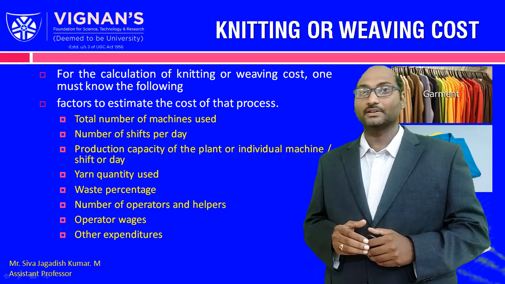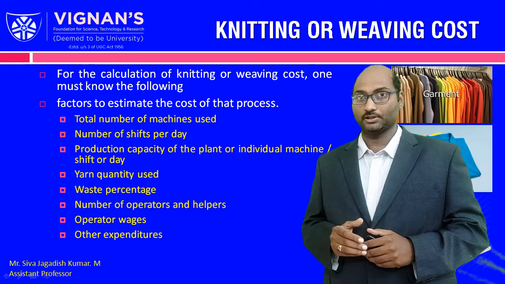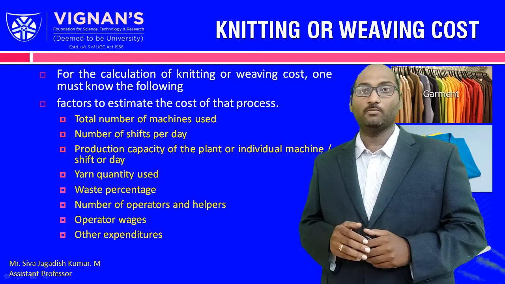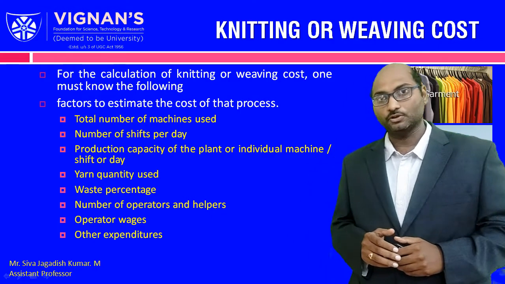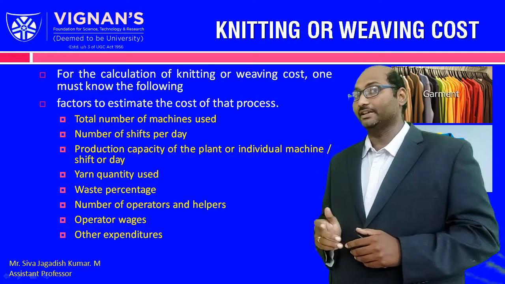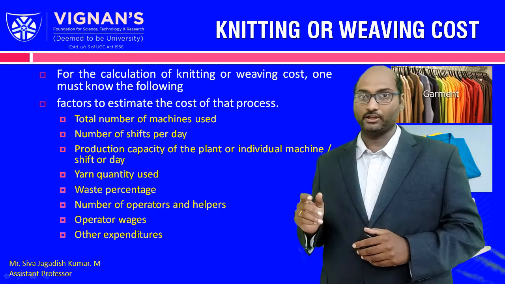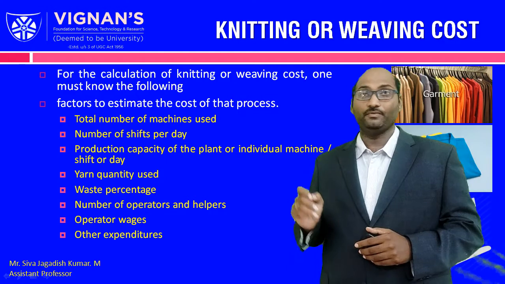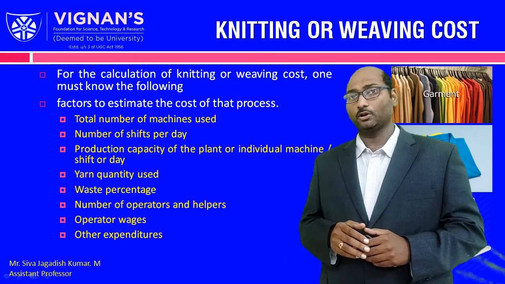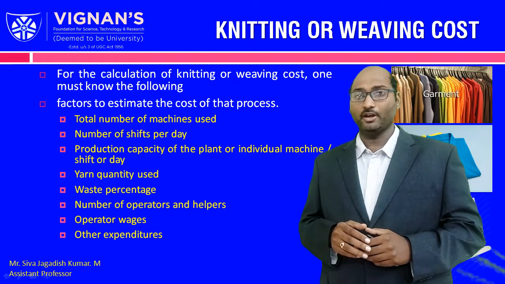Earlier we discussed something like job order costing, where, in order to perform a specific job, we look at what costs are going to be incurred. In the same way, we are going to discuss the mechanism or calculation of knitting or weaving cost. So we need to find out the total number of machines being used, what the productivity is, and how many shifts there are.